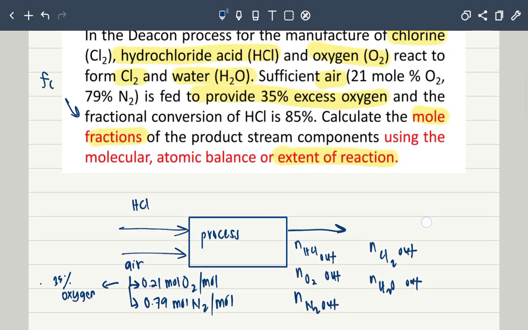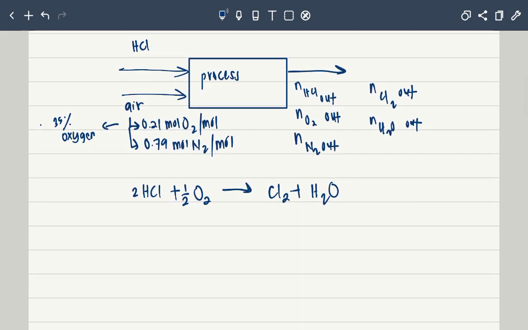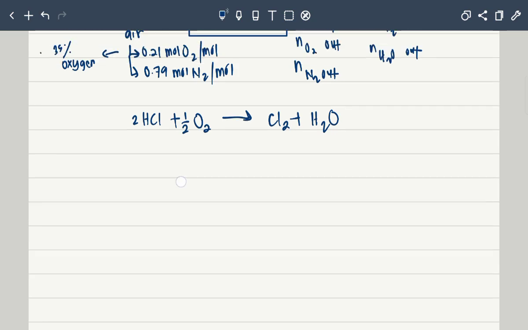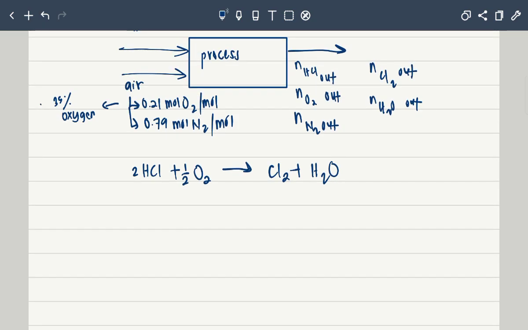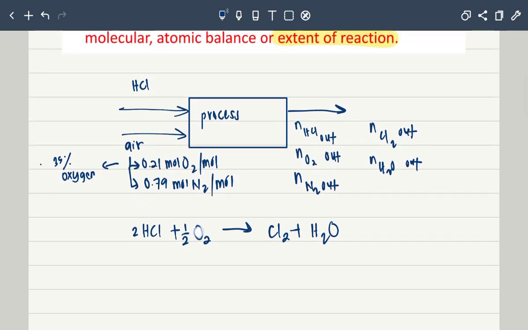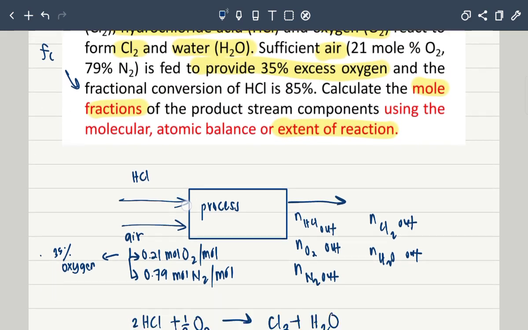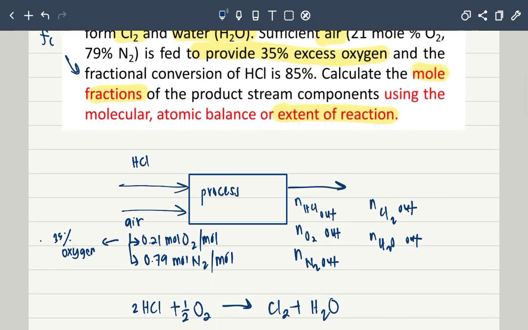Okay, so next, bila dah siap benda ni, kita kena cari apa yang kurang, which is kita tak tahu nak start dekat mana kan, sebab kita tak ada the complete one. Dia macam molar flow rate macam tu.